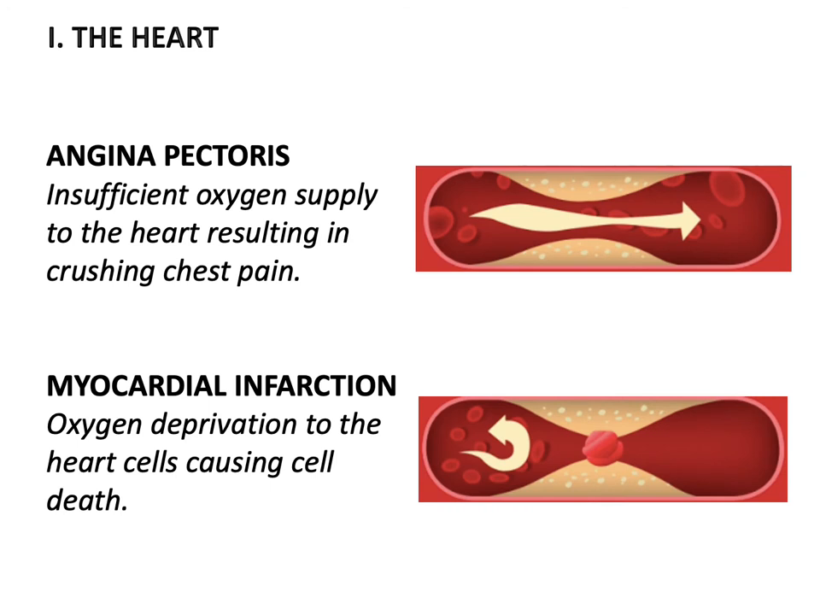Arterial blood flow problems to the heart may lead to serious conditions, either angina pectoris or myocardial infarction. Si angina pectoris, merong insufficient oxygen supply. Kaya nagkakaroon ng problem sa heart resulting in a crushing chest pain. In the photo, you can see na isa sa posibleng dahilan ay dahil merong blood vessel na sumikip, kaya yung blood flow ay hindi ganoon ka-enough. It could be a mild heart attack.